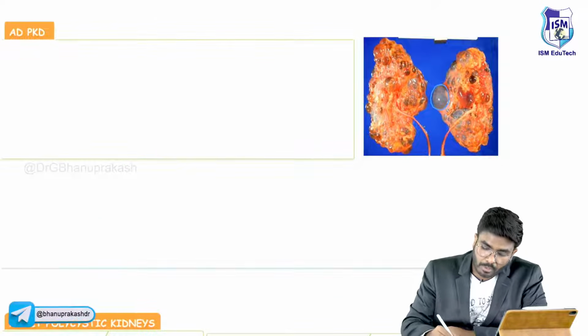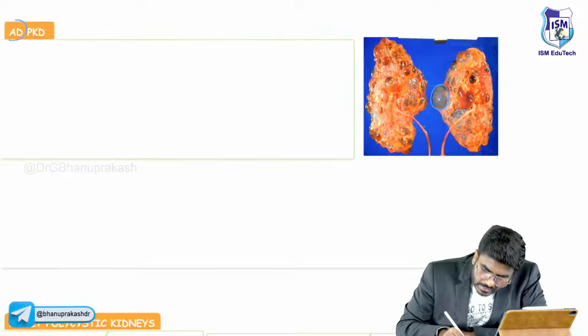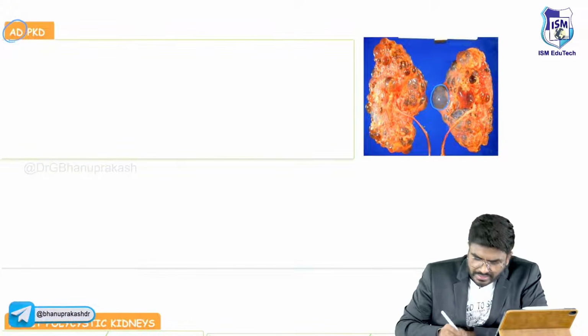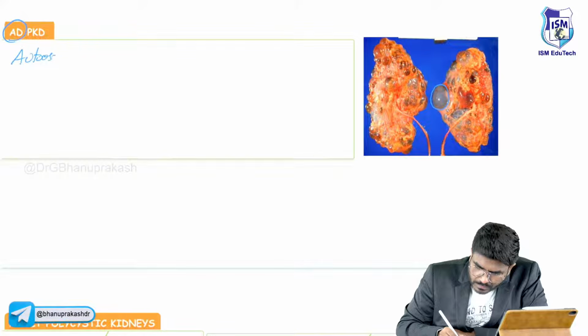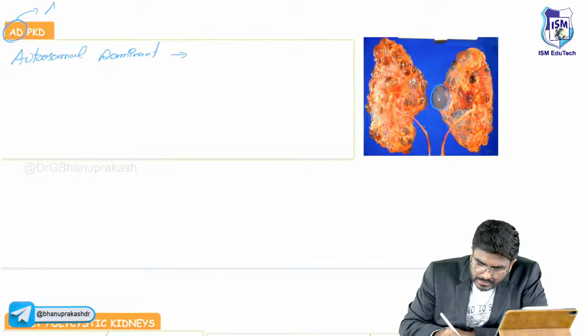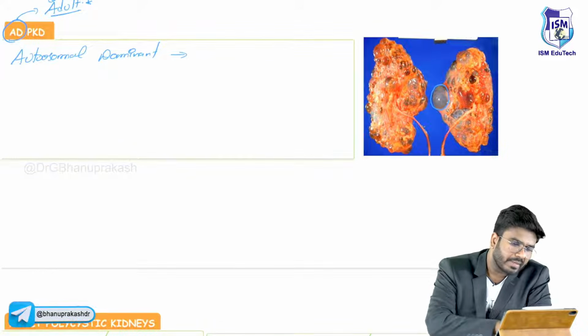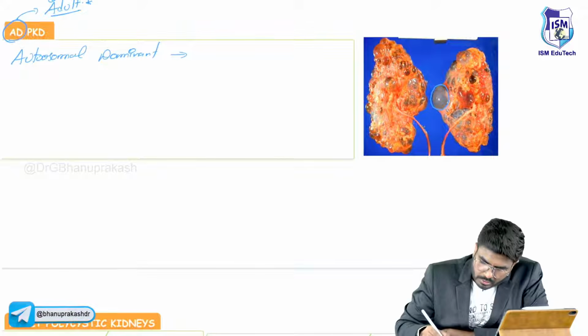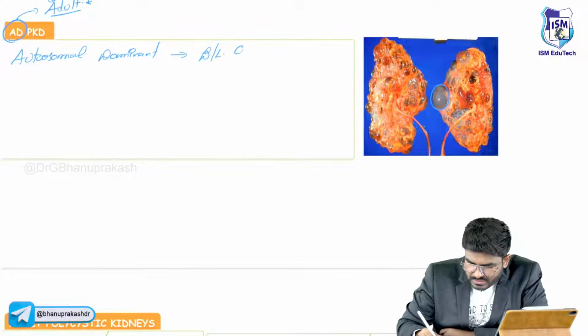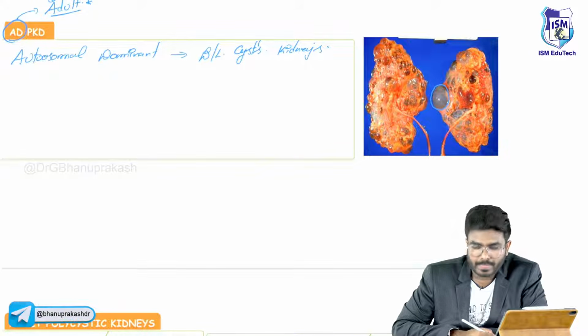But autosomal dominant polycystic kidney disease, I used to remember like adult AD, but actually it is autosomal dominant. I used to remember it as AD, like adult, because the clinical features will start to manifest from adulthood. Autosomal dominant polycystic kidney disease. Here also bilateral cysts are going to be seen in the kidneys.